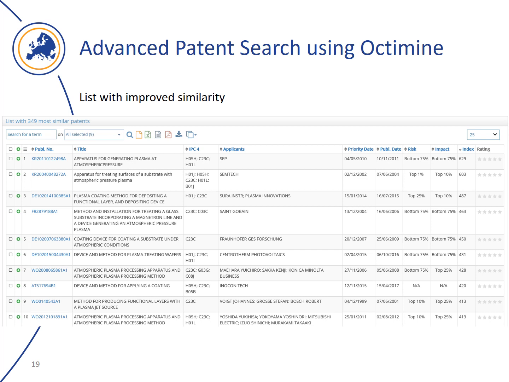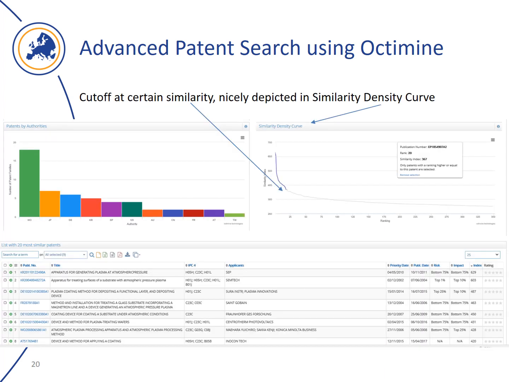So again, the next step will be to have a look at the most similar patents and to choose some of them. This can also be done by looking at the similarity density curve on the right side and cutting off at a certain similarity. For instance, in this case, which is depicted here, we have made a cut off at the 20 most similar patents, so not more than 20 most similar patents.